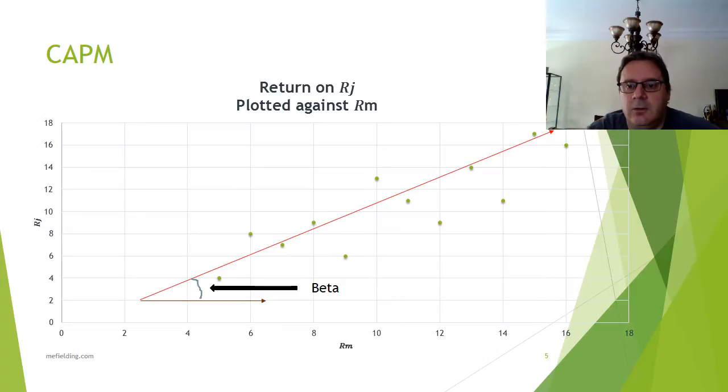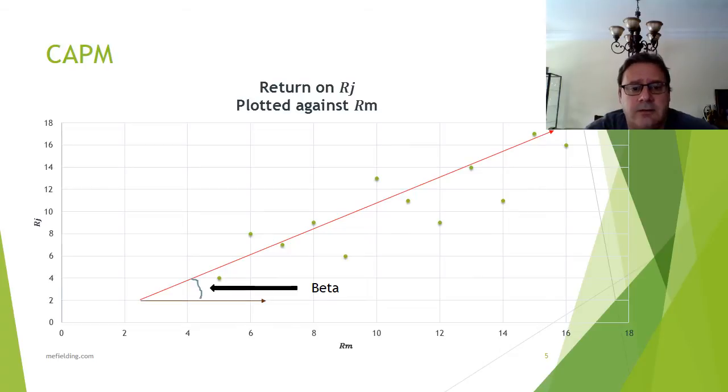We're trying to find out what is the relationship between the risk of our individual share, which we said was Ford Motor Company, and the market portfolio. So have a look at your graph first of all. On the left, you have a thing which is called RJ. RJ is the return on an individual share. So in our case, Ford Motor Company.